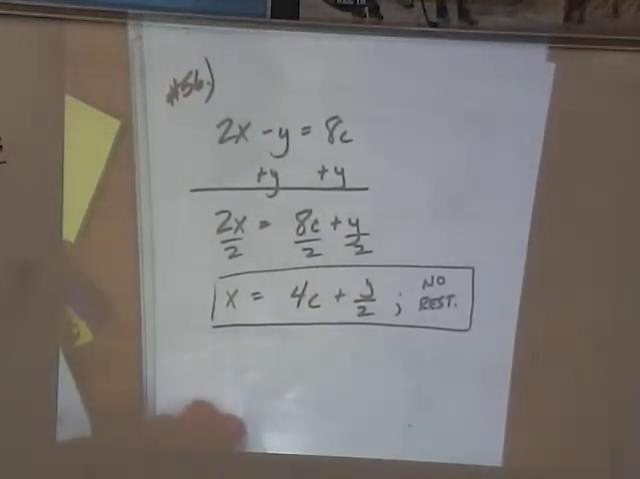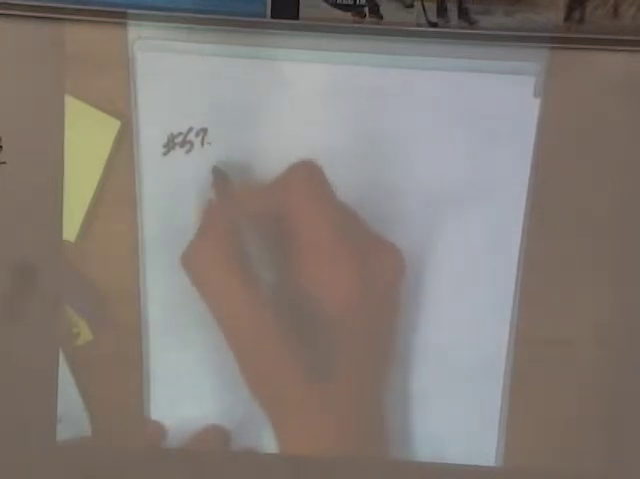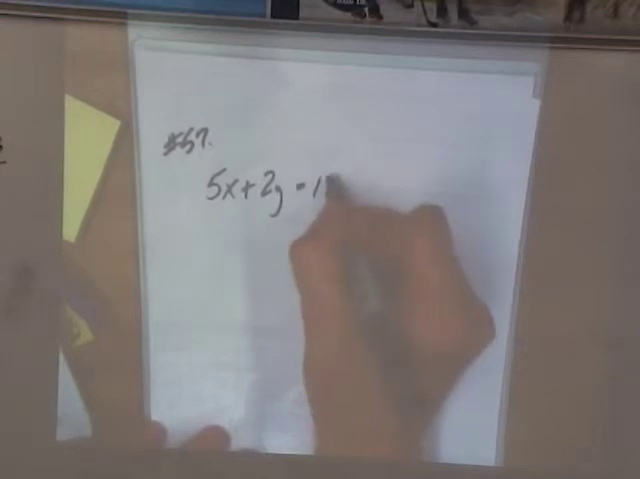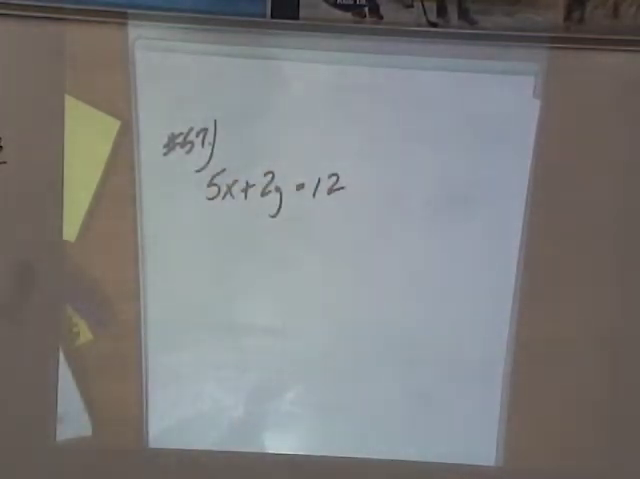All right, 57. Give the slope of the line parallel to 5x plus 2y is equal to 12. How do I find the slope of this equation? Put it in slope-intercept form, right? And then, what do I know about the slopes of parallel lines? They're the same.